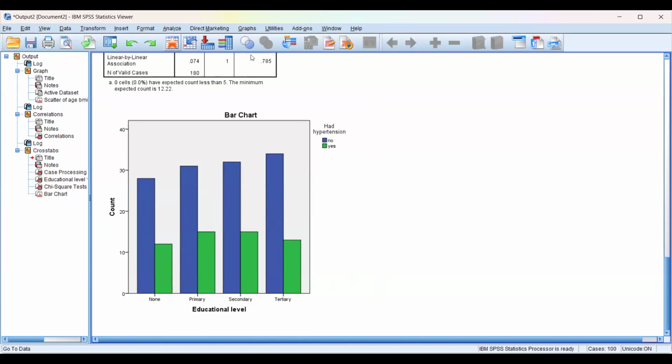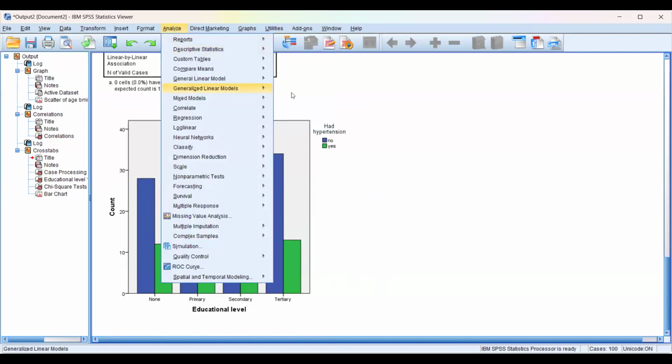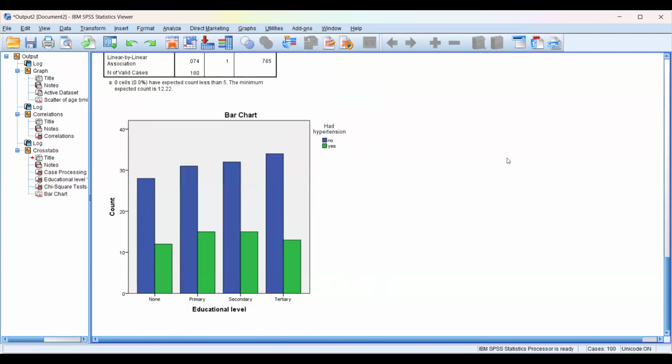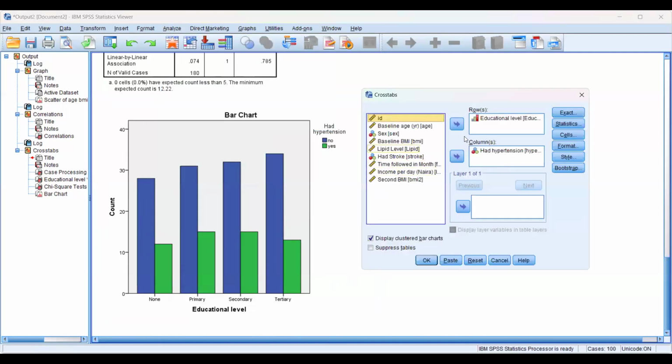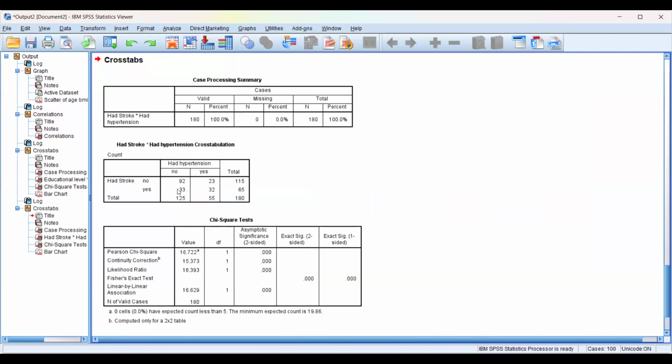I will quickly go back and do the same analysis. This time around, I'll be using stroke instead of educational level. So what I will do here, I will just click the educational level, return it back to the data set, and then I will use stroke. So this time around, I'm comparing stroke and hypertension, and I want to see if there's any relationship. I click OK. And here you can see we have the 2x2 table. Those without stroke, without hypertension, 92. Those without stroke that had hypertension, 23, and so on for that table.